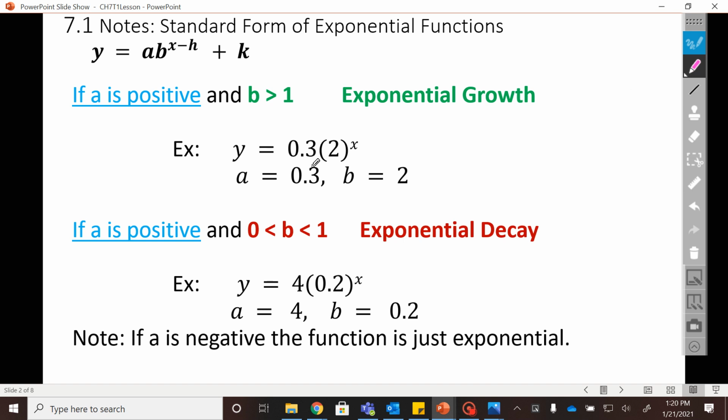Example: y is equal to 0.3 times 2 to the x. The a value is 0.3, the b value is 2, so since it's larger than 1, it would be exponential growth. If a is positive and b is between 0 and 1, it's decay, so y is equal to 4 times 0.2 to the x. A is 4, b is 0.2. 0.2 is between 0 and 1, so that would be decay.